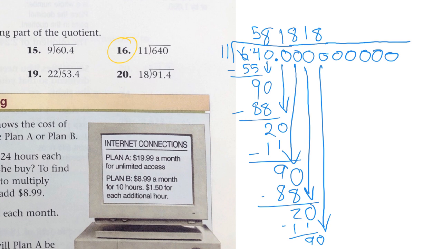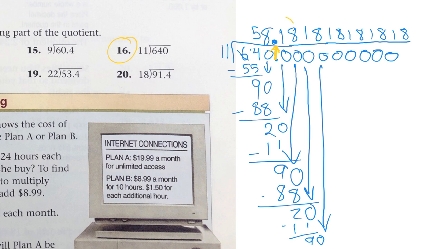So 1818 would go on forever. So instead of writing the 1818 too many times, we can just stop, put the decimal place above where it is in the quotient from where it was in the dividend, bring it up.